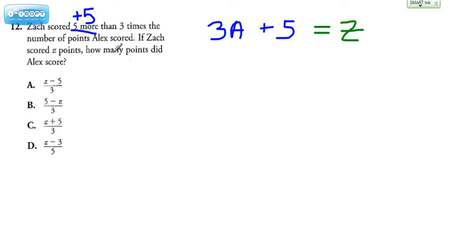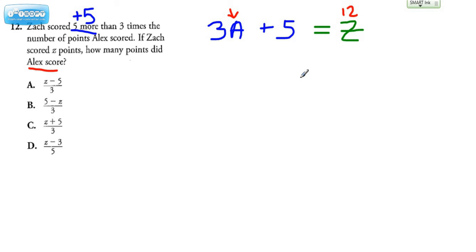But we would need to figure out if Zach scored a certain number of points. So let's say he scored 12 points, just as a hypothetical. Then we have to figure out what we would do to this expression to get how many points Alex scored. In other words, how do we get this value right here if Zach scored 12? Keep in mind that this is going to be more than what Alex scored, right? Because Zach is 3 times the number of Alex plus 5.